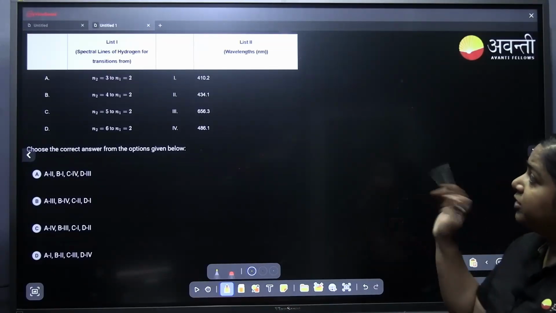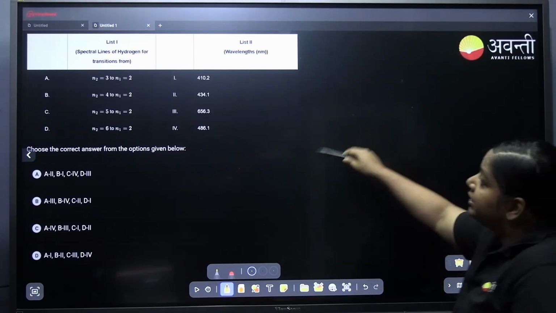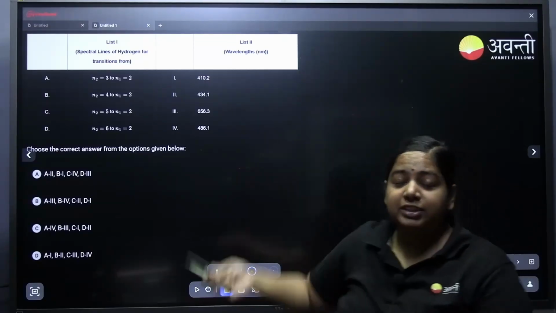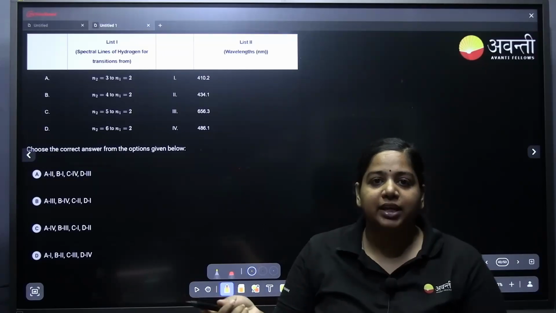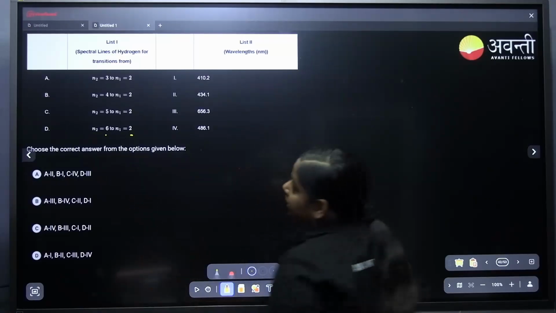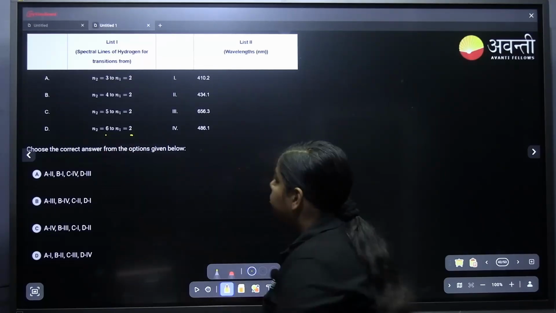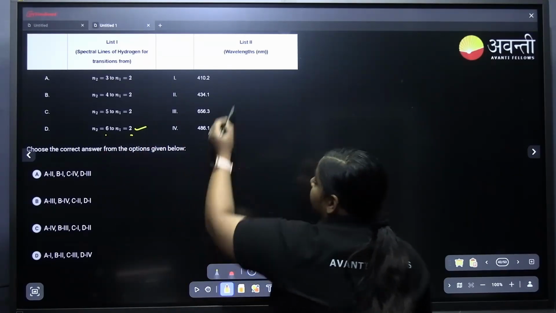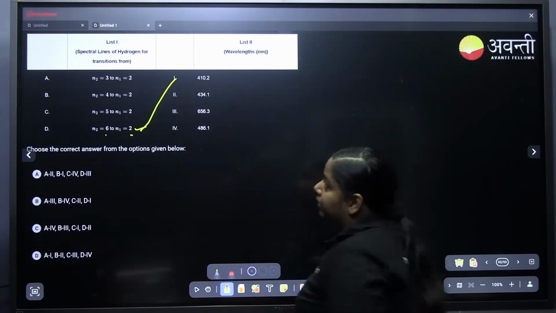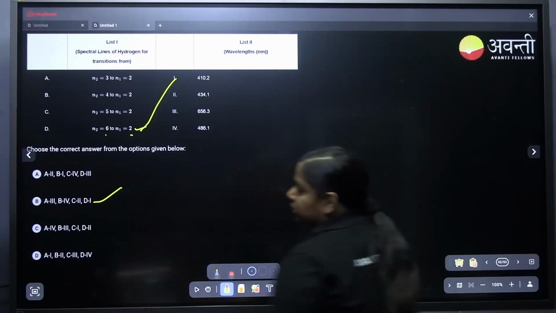Next one, in list 1 there are given some transitions from N1 to N2. Then list 2 has the wavelengths they have given. Okay, wavelength is inversely proportional to energy. So maximum energy, minimum wavelength. In this, maximum energy will be from 2 to 6, right? All others are less than that. Maximum energy 2 to 6. So D will be having least wavelength. Least wavelength is 1. So D to 1. That we will connect. Only one option is there. So without calculation you can get the answer.